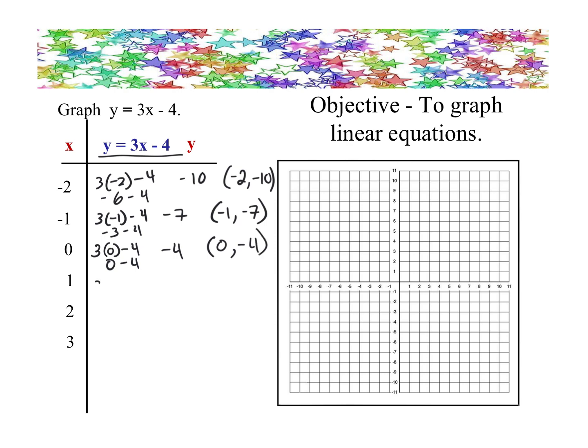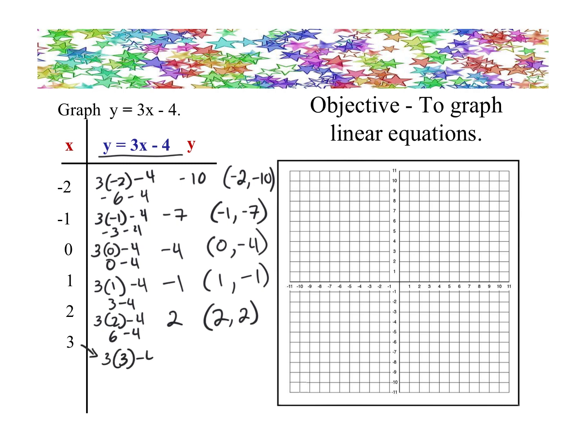For the next one, it's going to be 3 times 1 minus 4. So 3 minus 4, it's going to give us negative 1. So our new coordinate is 1, comma, negative 1. Next, we're going to use 2. So it's going to be 3 times 2 minus 4. So 6 minus 4. It's going to be positive 2. So we're going to get 2, comma, 2. And lastly, we're going to do 3 times 3 minus 4. So 9 minus 4. So it's going to give us 5. So 2, comma, 5.